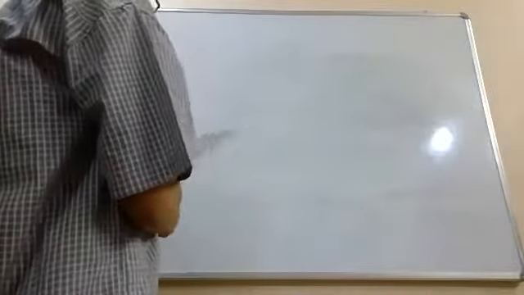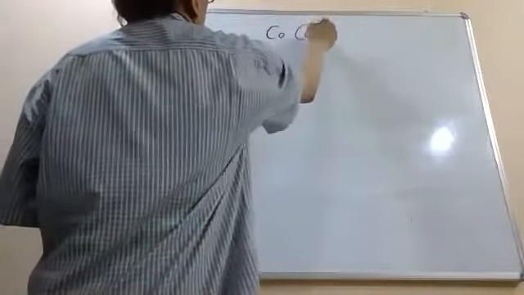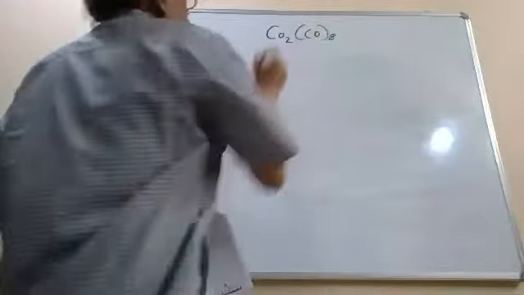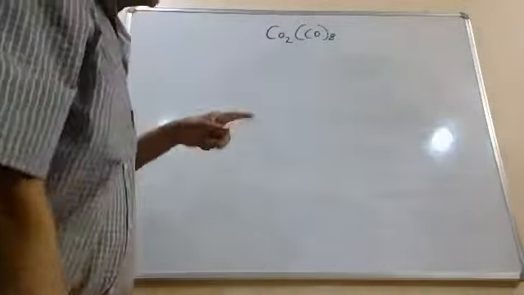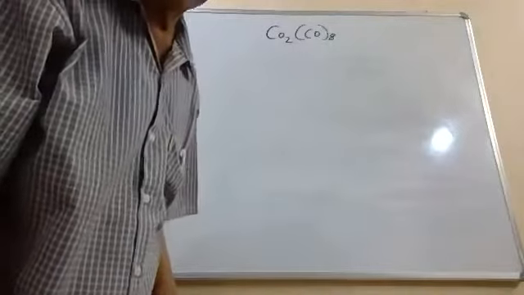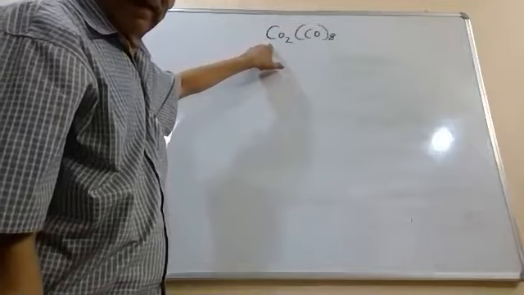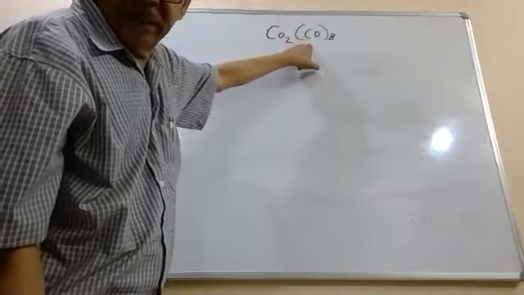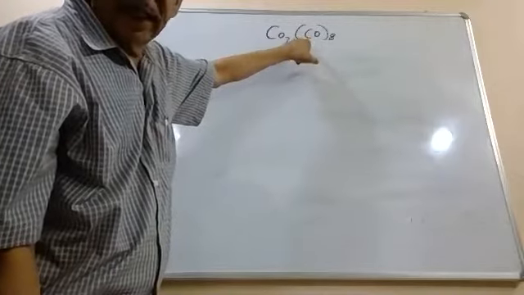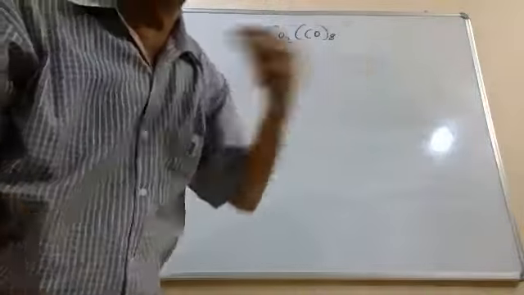So let me start with the catalyst here, which is cobalt carbonyl. So it's a bimetallic catalyst or a bimetallic complex, which implies that there are two cobalts. Each cobalt is coordinated to 4 carbonyl ligands. So that is your catalyst. This, I would not say this is really a catalyst. This is a catalyst precursor.